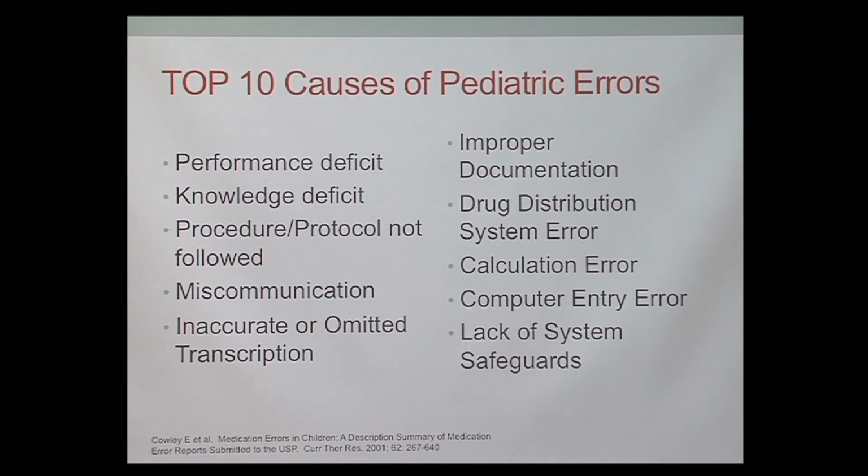What are the top 10 pediatric errors? They're really dealing with performance deficits, knowledge deficits. Maybe we aren't following the right procedures, miscommunication that can occur. We've missed giving a proper prescription. We documented things wrong. There's some distribution system error. We calculated wrong, something very easy. Tenfold errors of calculation are very easy to do on a calculator. Computer entry wrong. We do everything right and then we enter it incorrectly into the computer. And then finally, we don't have the right safeguards in the system.